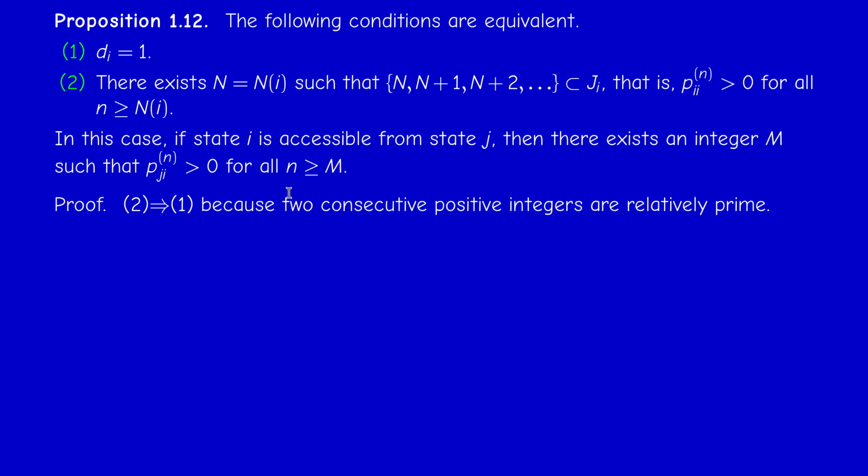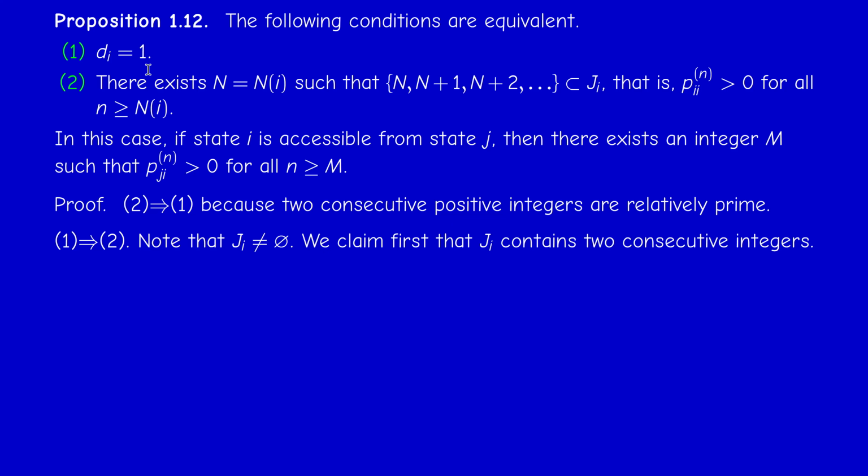Now, 2 implies 1 is easy because if Ji contains two consecutive integers, then the common divisor is 1. So di is 1. It's easy. 1 implies 2 is more tricky. And I will split it into two steps. First of all, Ji is not empty because di is not infinity. And so we claim that Ji contains two consecutive integers, that I would call nu and nu plus 1.